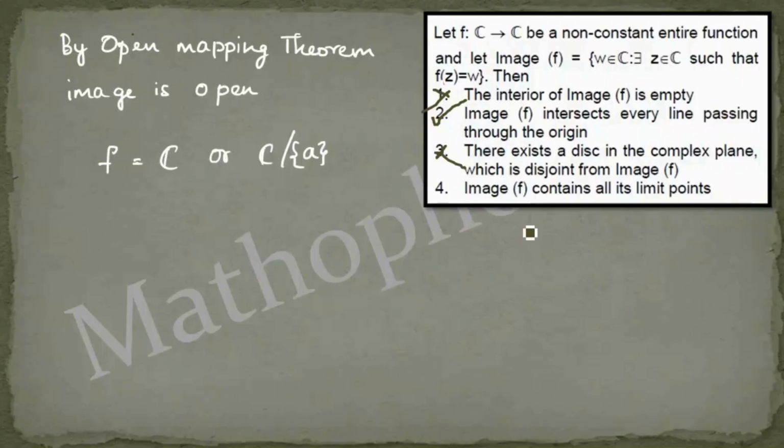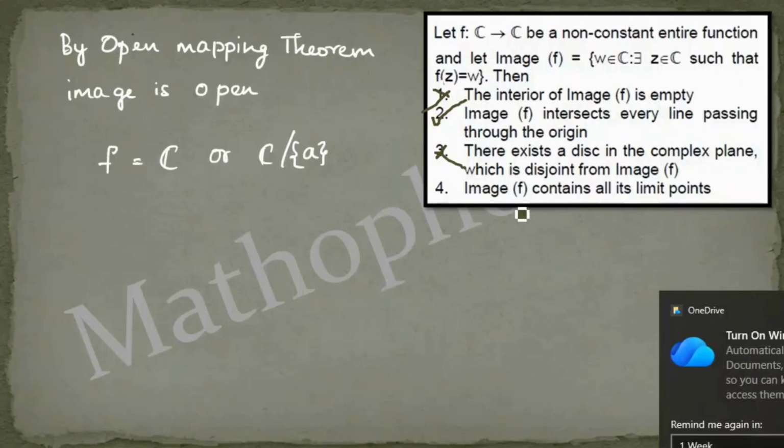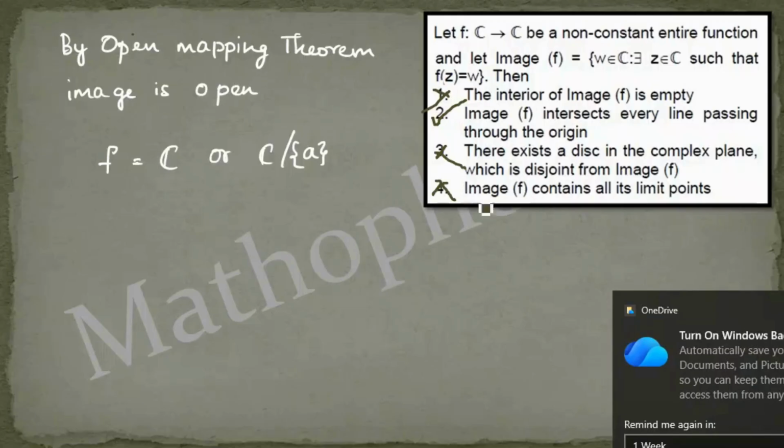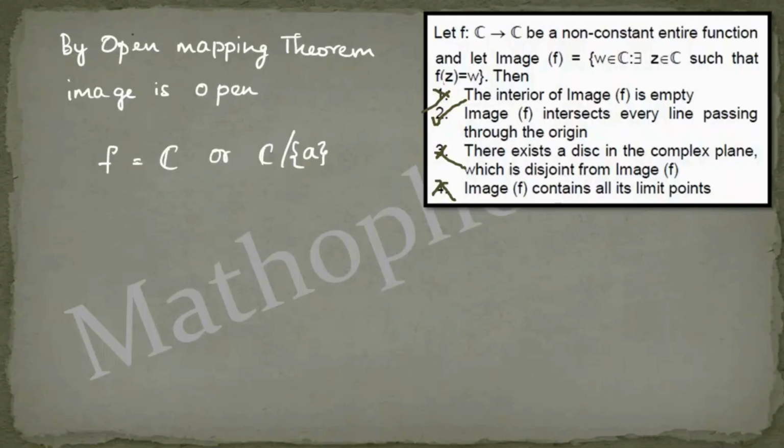And fourth option, image f contains all its limit points. So image contains all its limit points-னா image must be closed. But இங்கே image is open. So both open and closed-னா one whole complex plane or empty ஆ இருக்கணும். But இங்கே non-constant f-னு கொடுத்துருக்கதுனால it can't be empty. So image of f will be whole complex plane, but அது closed ஆ இருக்கணும்னு அவசியம் கிடையாது. Therefore image contains all its limit points is wrong. So correct option 2.